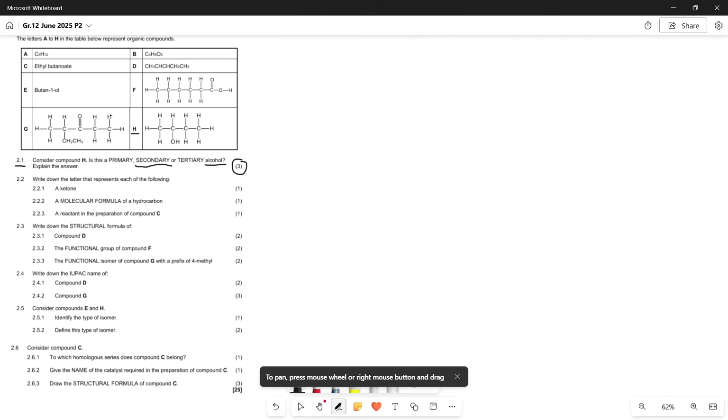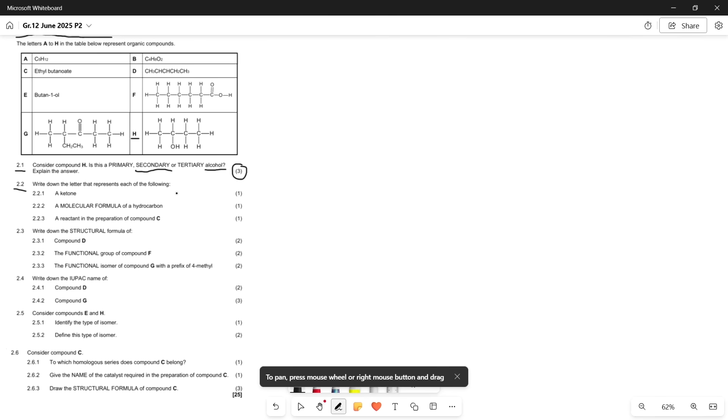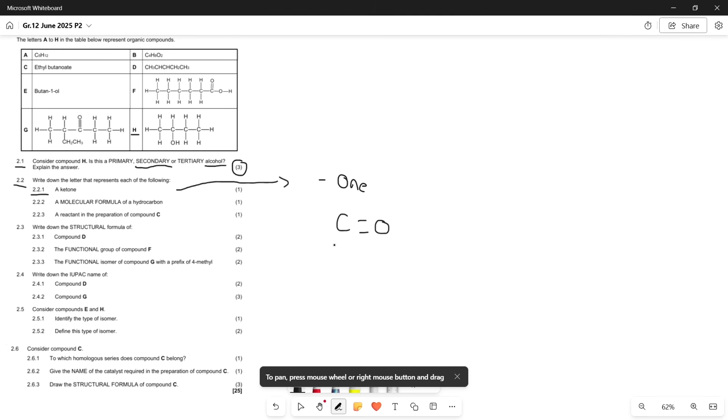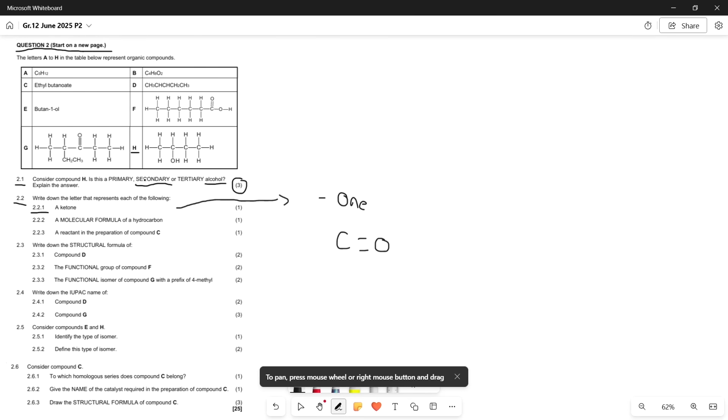Then question 2.2 over here says write down the letter that represents each of the following. So 2.2.1 says a ketone. A ketone is anything ending with an "one" or has a C with an oxygen that is double bonded to it. So we have this ending in "one" or a C with a double bond on the O. What we have here are various combinations. We have molecular formulas like this and this. We also have the names of the different organic molecules, like C and E over here.